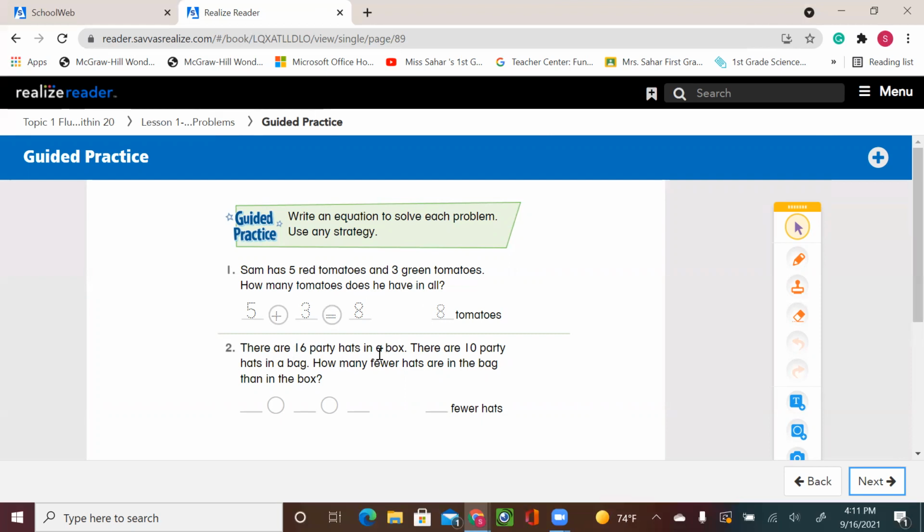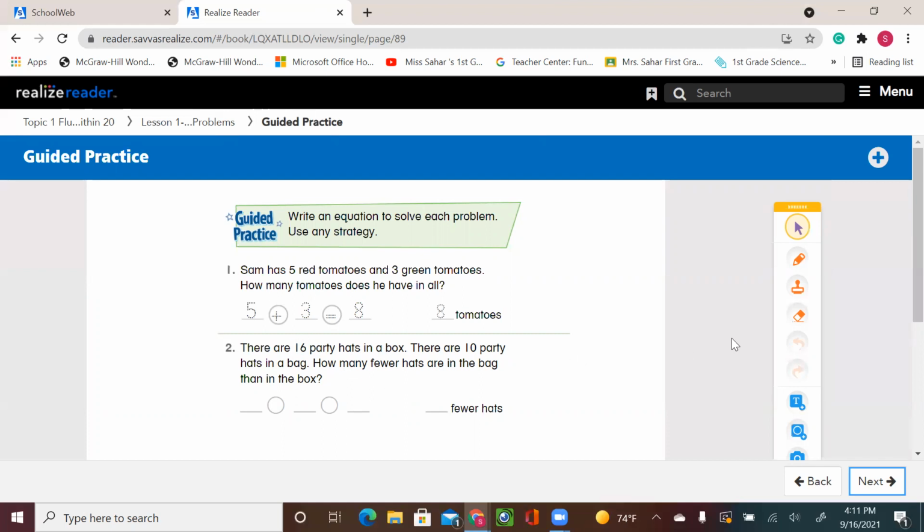There are 16 party hats in a box. There are 10 party hats in a bag. How many fewer hats are in the bag than in the box? So I know now that I have 2 items, but one is more than the other. I need to find out how many fewer in this bag than in this box. So in this one, we will be subtracting.